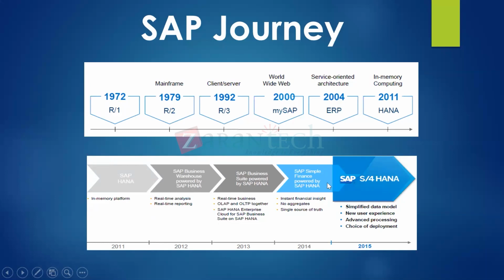And then in 2014, SAP Simple Finance was introduced. This means all the simplifications based on HANA software were first introduced in the finance module. And later, in 2015, all these simplifications were extended to all other modules, like single source of truth, simplified data model, new user experience, advanced processing, and different choices of deployment.